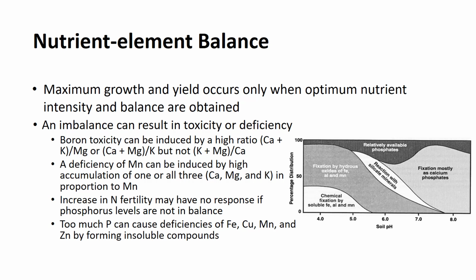A deficiency of manganese can be induced by high accumulation of one or all three bases, calcium, magnesium, and potassium, in proportion to manganese. There may be little or no response to increases in nitrogen fertility unless phosphorus levels are in balance with nitrogen. Heavy phosphorus fertilization of soils can induce deficiencies of iron, copper, manganese, and zinc by combining them to form relatively insoluble compounds.